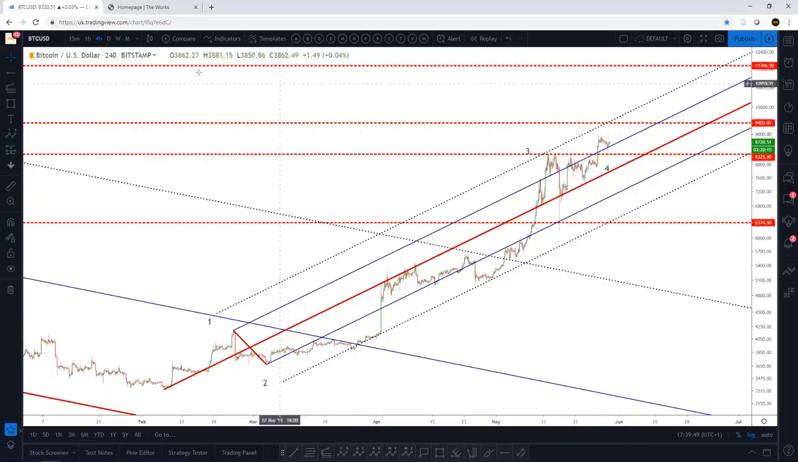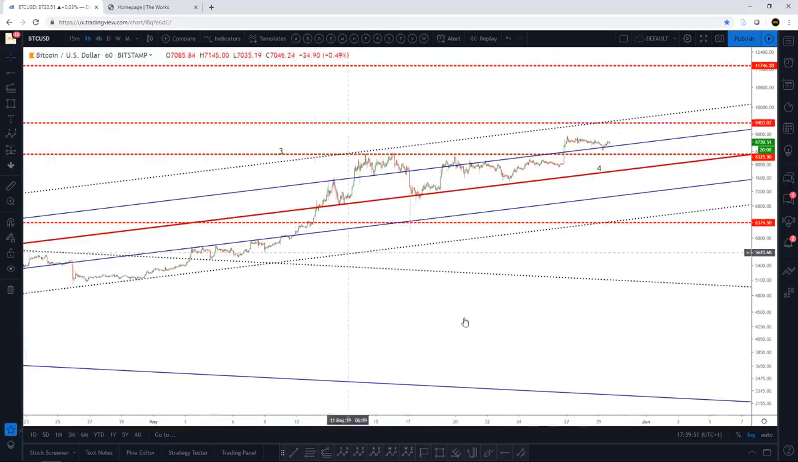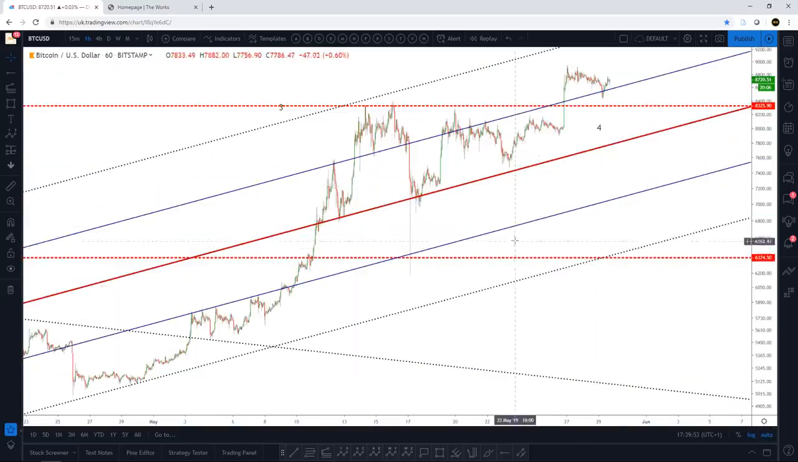So just to look at that triangle in a bit more detail, on the hourly I think we can see it.